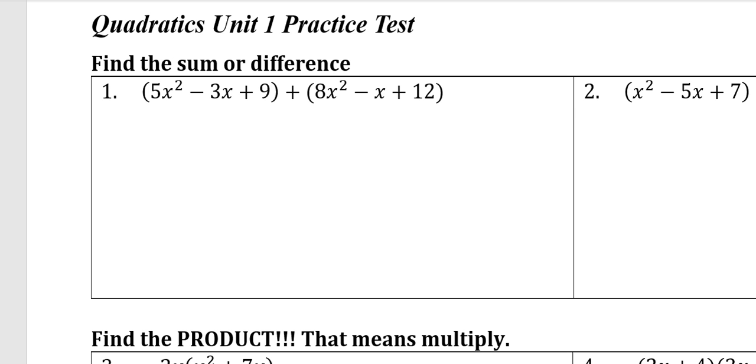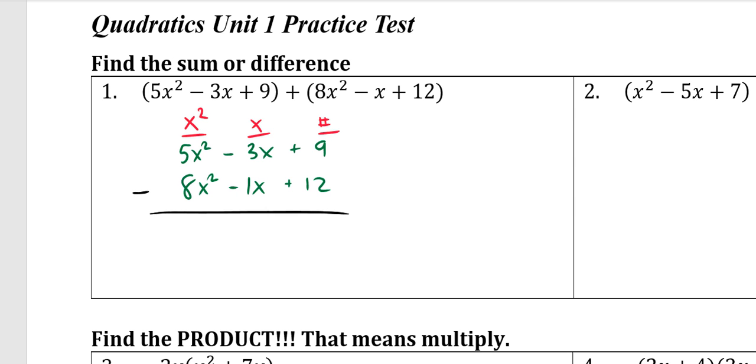So here we go. The first thing that we learned how to do is add and subtract quadratics, and I recommended that you line up your place values just like you would in elementary school when you added decimals. We have x squareds, x's, and constant number terms. So this would be 5x squared minus 3x plus 9. And then I am subtracting 8x squared minus 1x plus 12. Now that I have all my like terms lined up, just like you lined up decimal places in elementary school, you add your like terms.